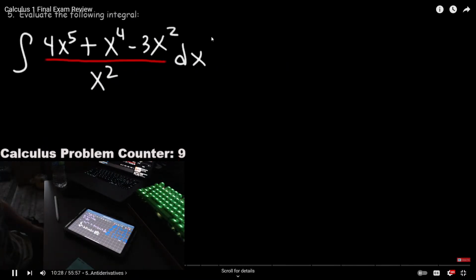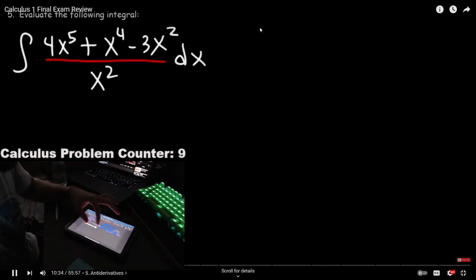I'll update it. Number 5, evaluate the following integral. Now I do want to mention a few things before we start this problem.